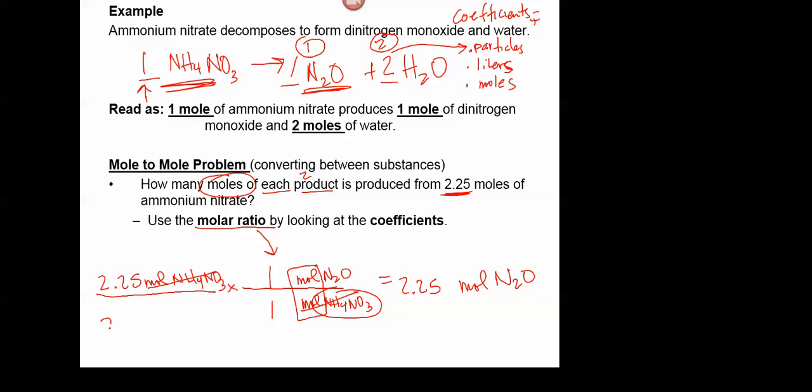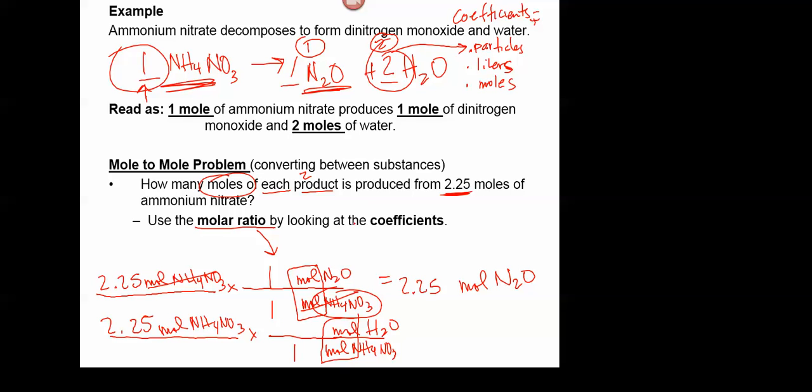But the other product, starting with the same initial thing, 2.25 moles of NH4NO3, I want to get rid of moles of NH4NO3 and get to moles of my second product. In this case, it's water. Whenever I have a mole-to-mole ratio, this is a new thing, switching substances, I look to the coefficients. Again, in front of ammonium nitrate is a 1. Here it is again. In front of H2O is a 2. And if I double that, I get 4.5 moles of H2O. So that would be for each individual question will look like this. And you get a different amount of moles of each one.